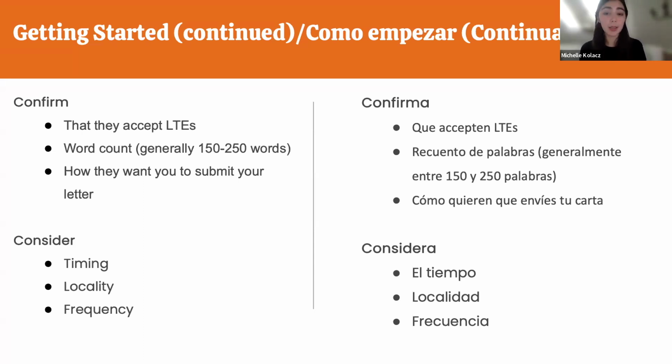And different publications, different areas, they have different things that they want. So perhaps in one area, it's a very big newspaper and it's better if you can respond to it in a day, 2 days. Some might have a little bit more leeway, but that's definitely something you want to consider if publication is what you're going for. Locality is also something to consider.